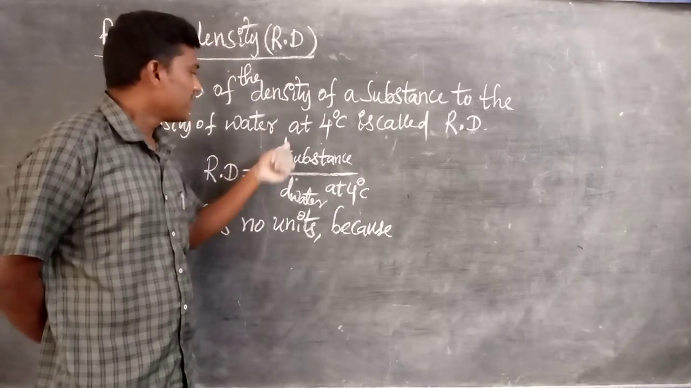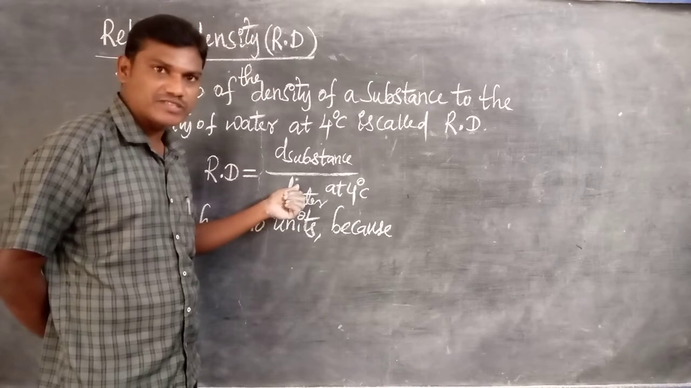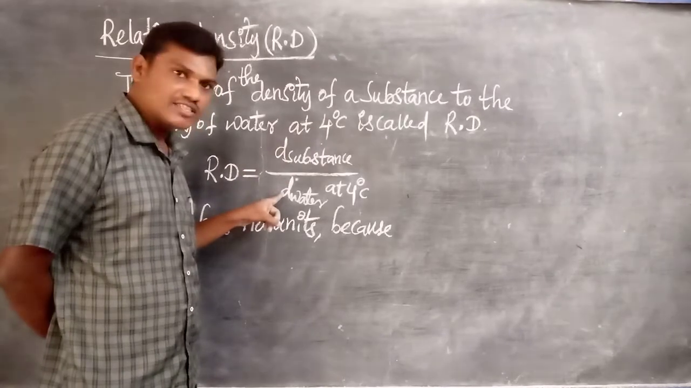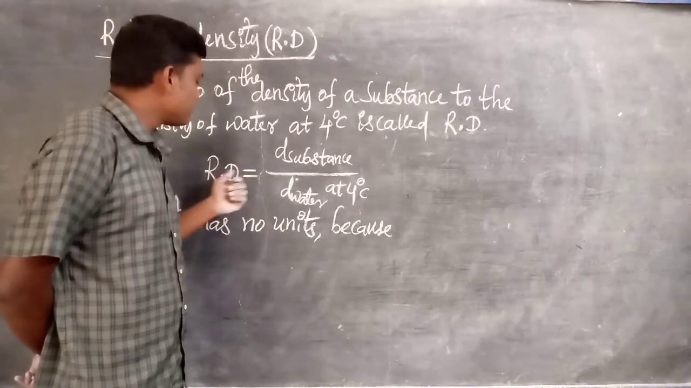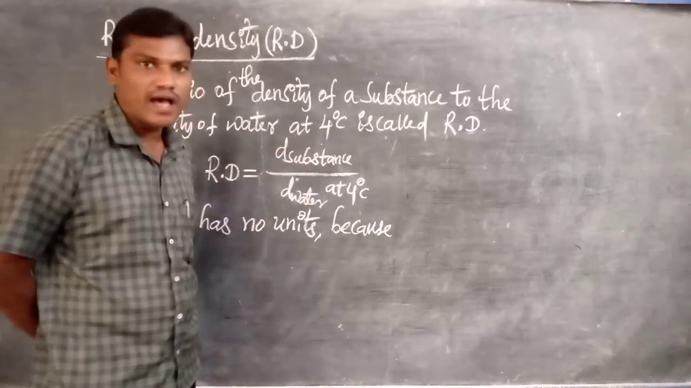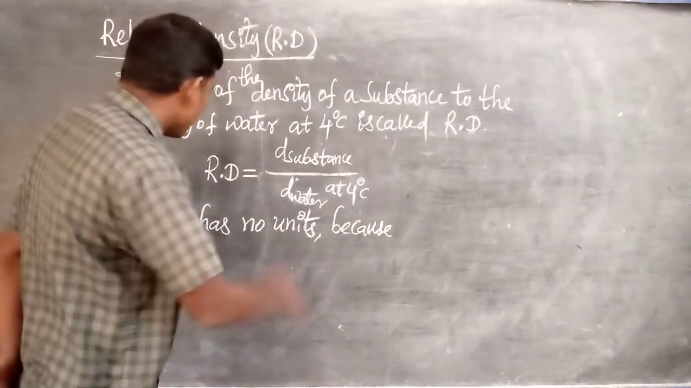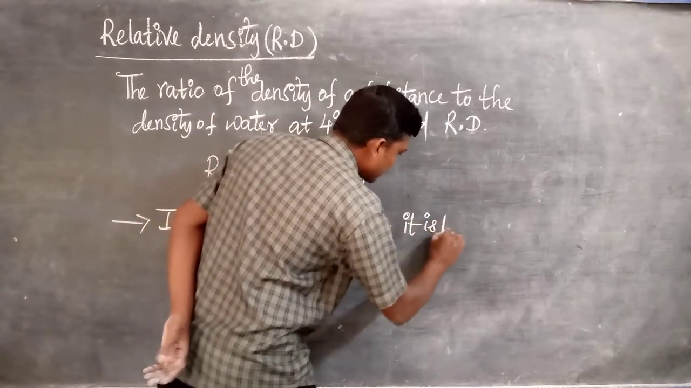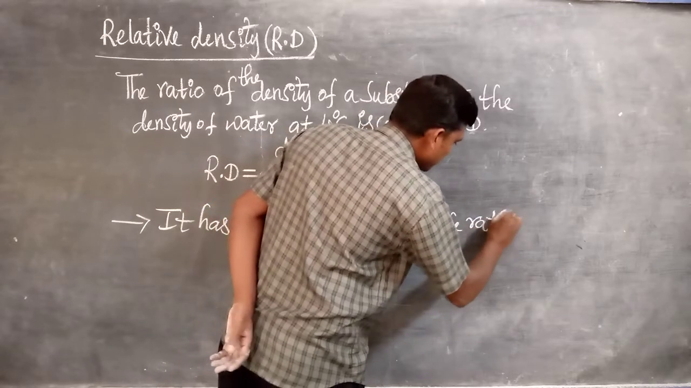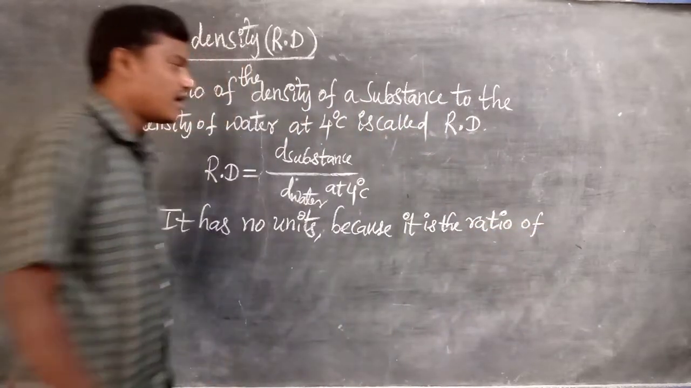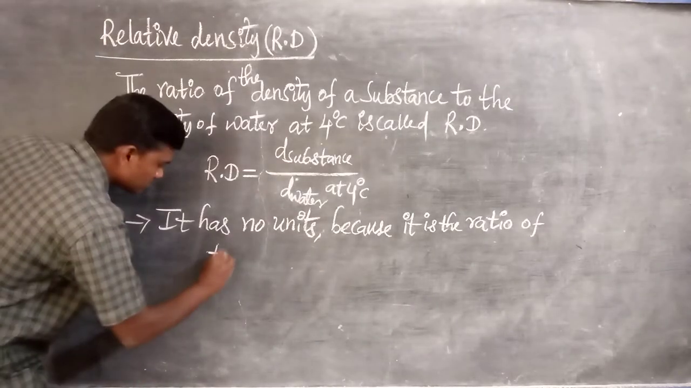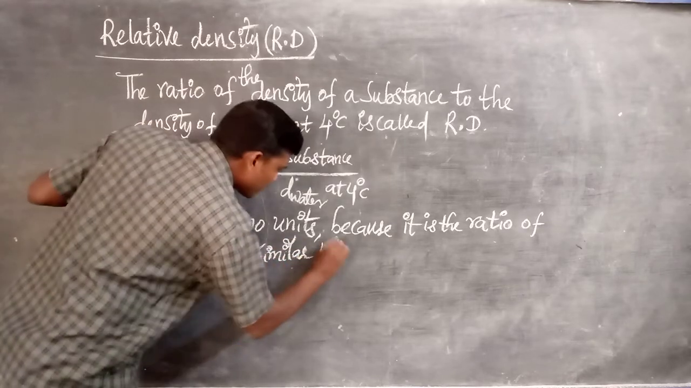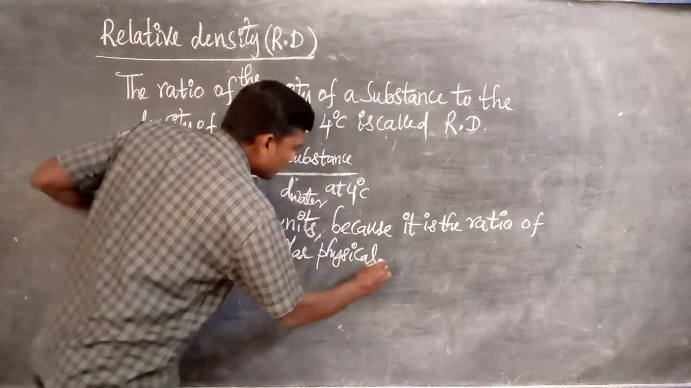That's why, in the numerator and denominator, in both cases you are observing only the same physical quantity. Here density, a physical quantity. Here also density, a physical quantity. That's why relative density is a pure ratio of similar physical quantities, and it has no units because it is the ratio of two similar physical quantities.